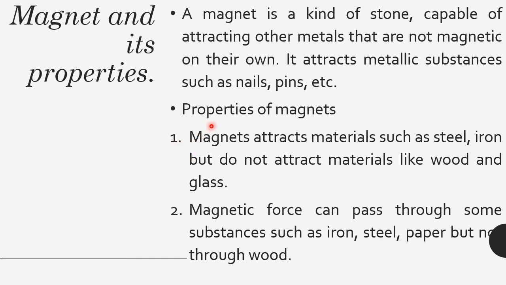Number one, magnets attract materials such as steel, iron, but do not attract materials like wood and glass. Do you get that? It does not attract materials such as wood and glass. But any material like iron, steel, or metal, it attracts. Number two is magnetic force can pass through some substances such as iron, steel, paper, but not through wood.